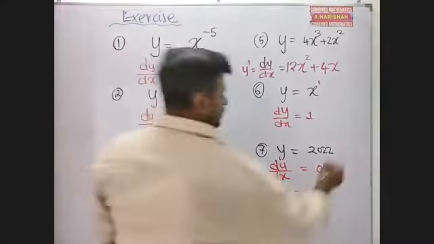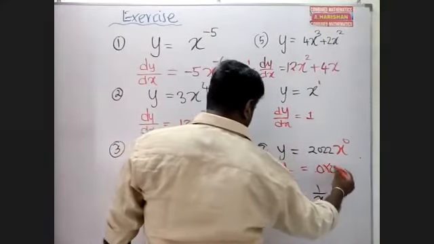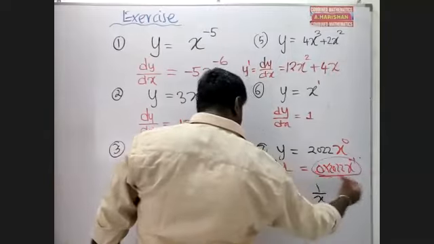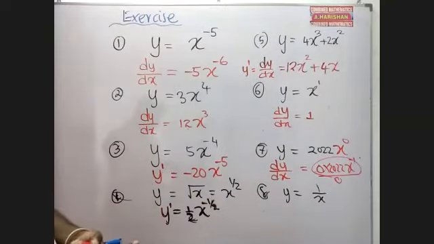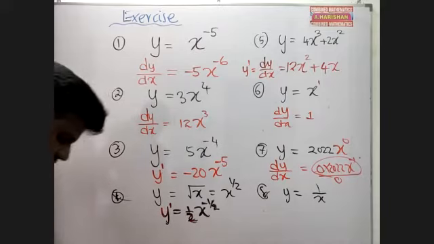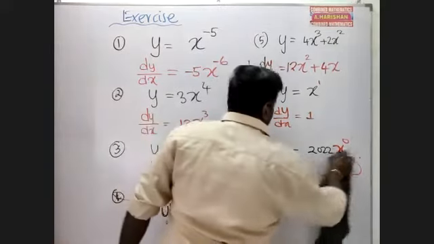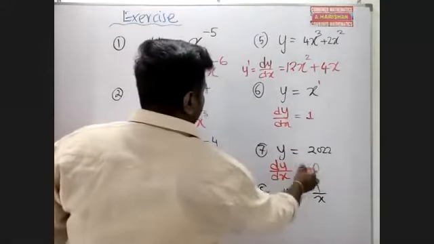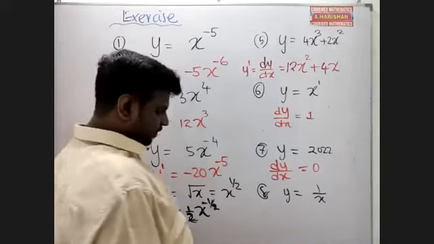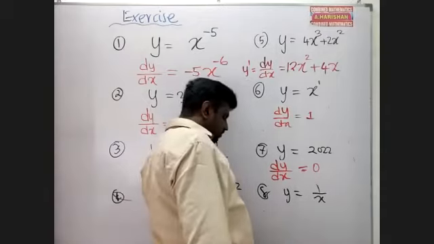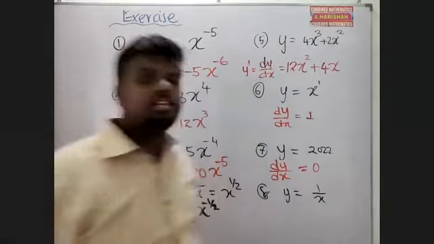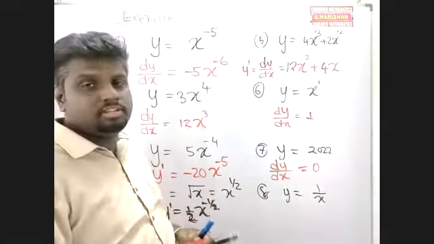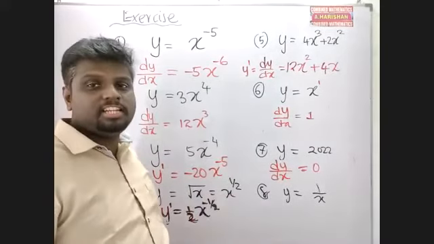Why? Because this is x to the power 0. Bring the 0 down, 2022, x to the power minus 1, subtract 1. But we don't care, because 0 times anything is 0. Why do I say if you differentiate the constant alone, that becomes 0? Because earlier I used to say if you differentiate a constant, that becomes 0.